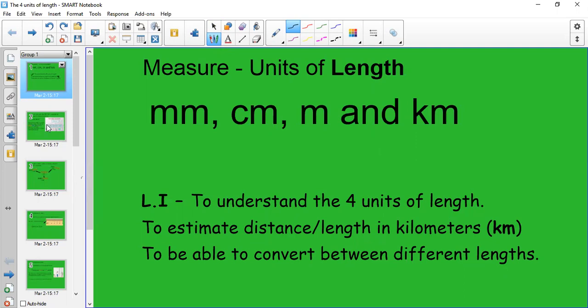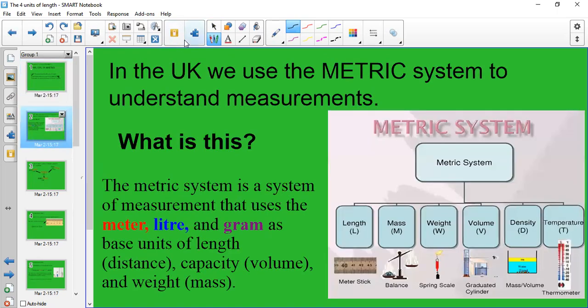So before I show you some examples, I just want to explain to you about the metric system. In the UK, we use the metric system to understand measurements. Now, what is this? Because it's quite confusing and you don't need to be able to explain what it is. It's just a good idea to know.